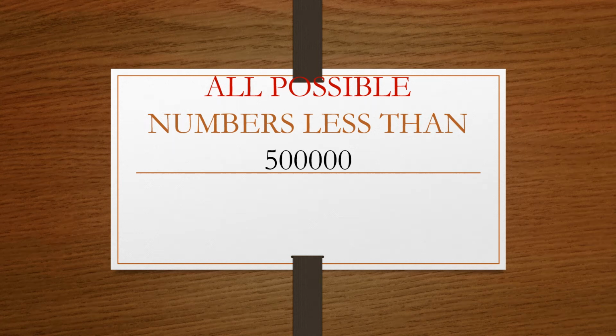Welcome back. In this video, we are going to compute for all possible numbers less than 500,000 that are divisible by 7 but leave a remainder of 1 when divided by 2, 3, 4, 5, or 6. Algorithm first and then code. So, let's simplify.